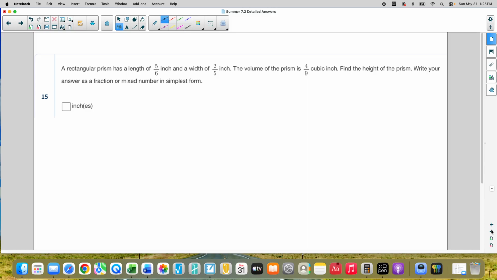A rectangular prism has a length of 5/6 of an inch and a width of 2/5 of an inch. The volume of the prism is 4/9 cubic inches. Find the height of the prism. Write your answer as a fraction. So we're taking volume of a regular prism. Volume equals big B times H. B stands for base area.